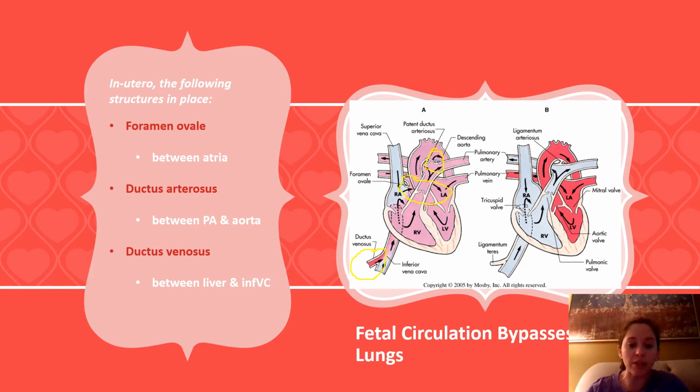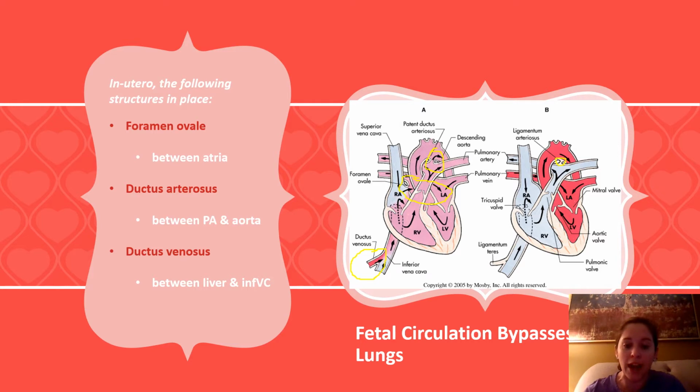And we have these structures in place to allow blood to circulate through the right and left side of the heart, because we're not using the lungs as that kind of middleman like we do in the heart that breathes oxygen. Now, when we have a normal heart outside of the uterus, we have these structures turn into ligaments. So there is no connection anymore.